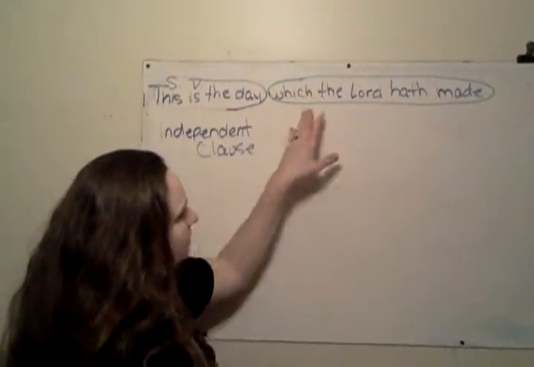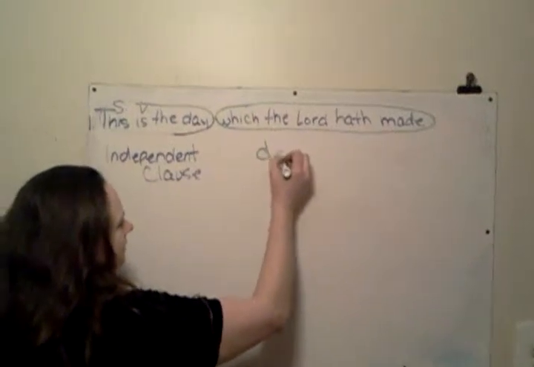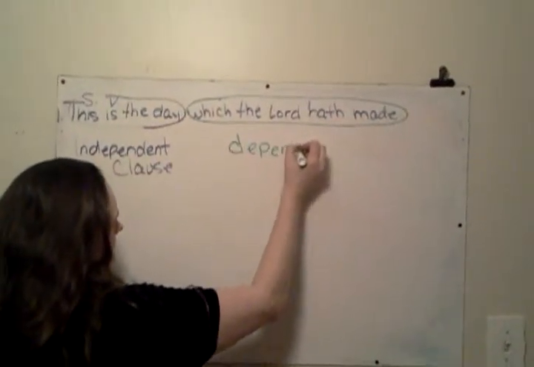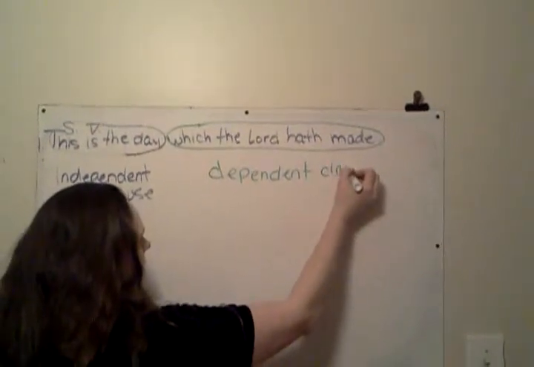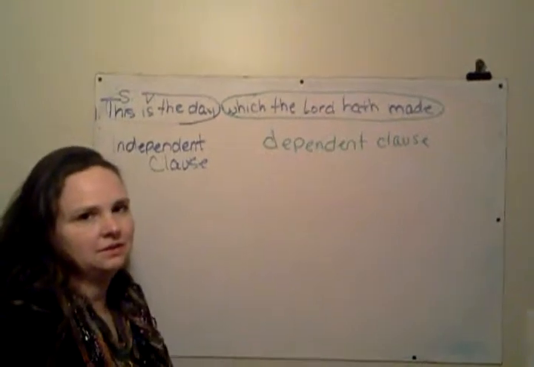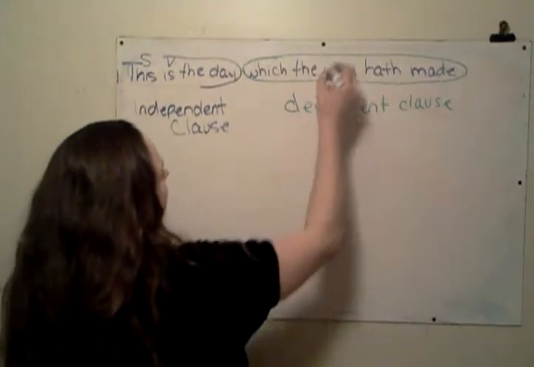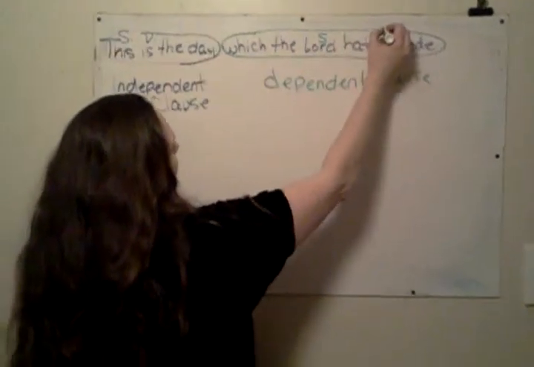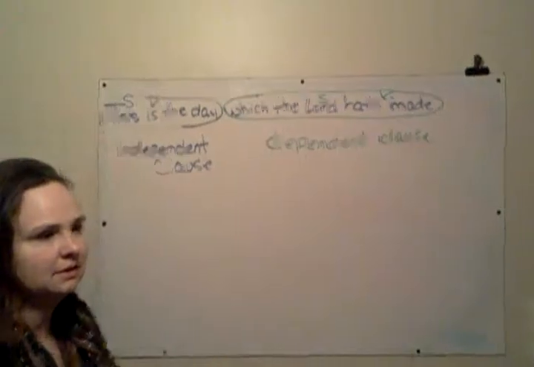This clause right here, which the Lord hath made, is called a dependent clause, or sometimes it's called a subordinate clause, and this one cannot stand alone as a complete sentence. It has a subject and a verb, Lord hath made. But obviously, which the Lord hath made isn't a complete thought.